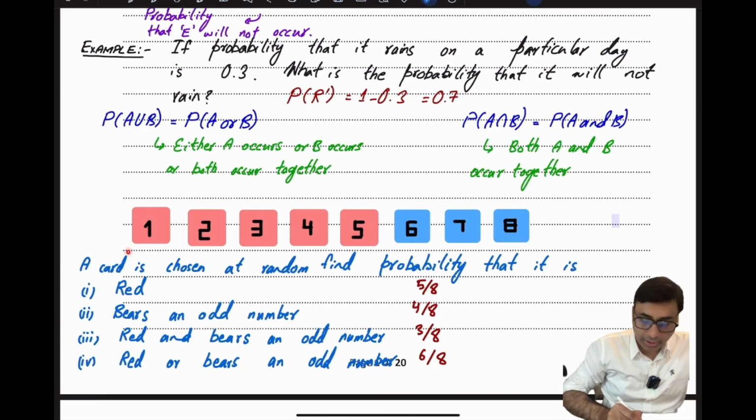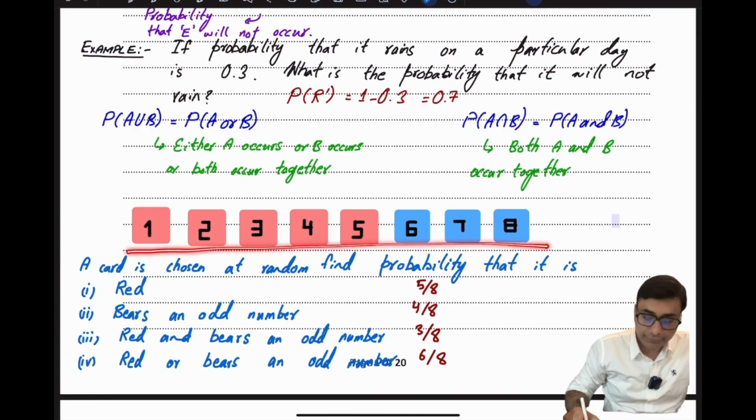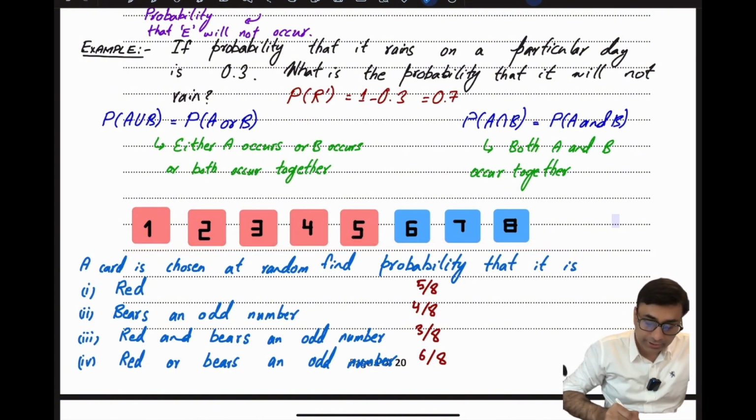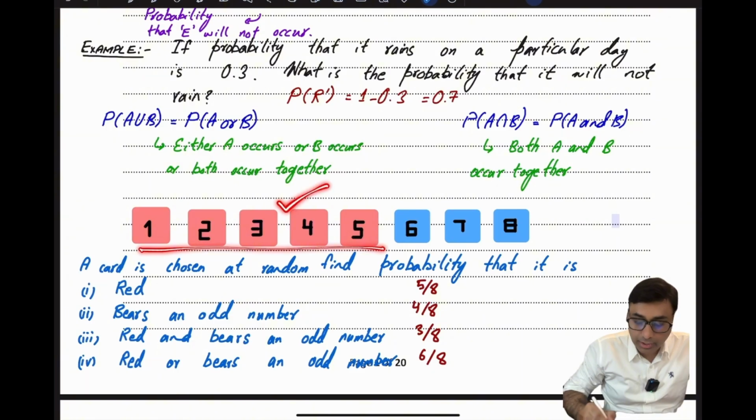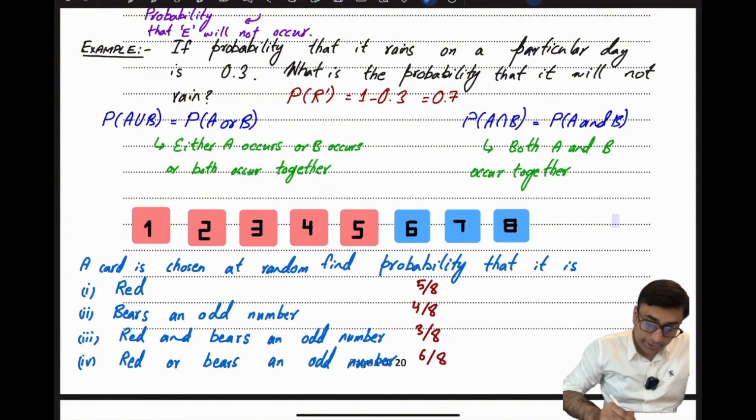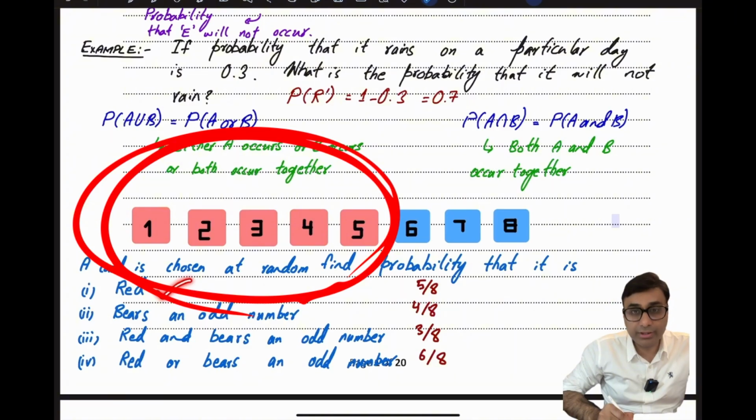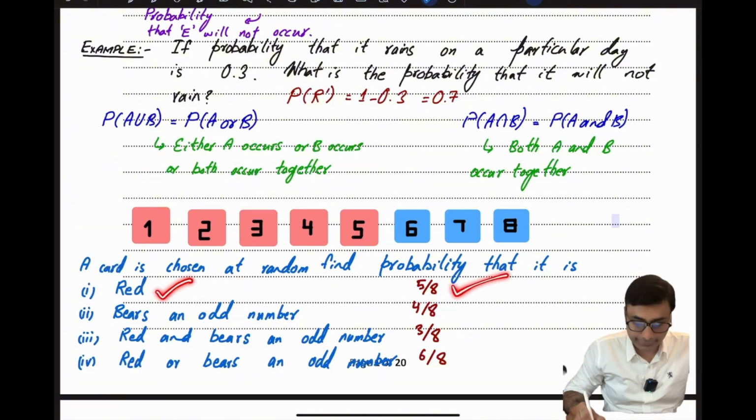Let's say you have these cards and they have some numbers and they have their colors associated with them. So the first 5 numbered cards are red and the next 3 cards are blue. If I have to calculate the probability that the card chosen is red, that's pretty simple. I can see that there are only 5 red cards out of 8 cards, so the probability is going to be 5 upon 8.